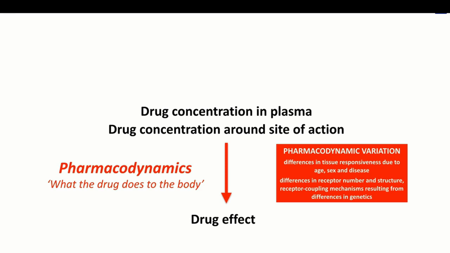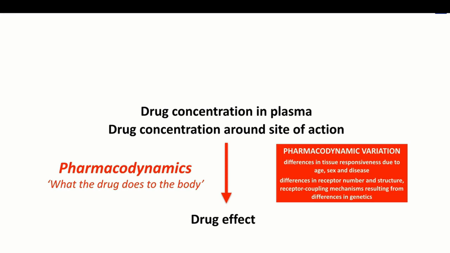Second, there may be more fundamental differences in receptor number, molecular structure, and receptor coupling mechanisms resulting from differences in genetics between patients. For instance, polymorphisms of the genes coding for the beta-adrenoceptor influence the response to beta-2 agonists in asthma.